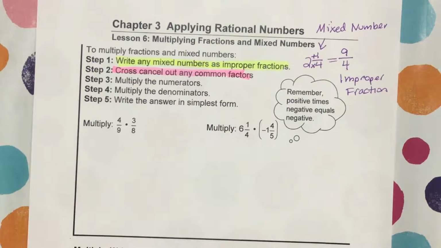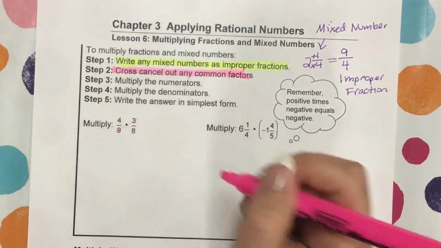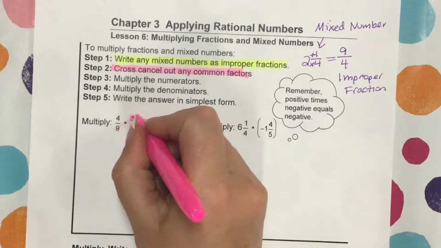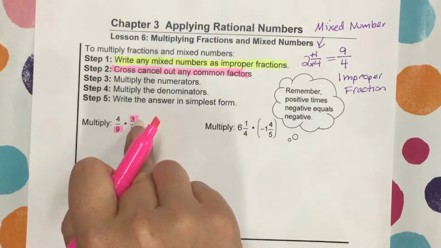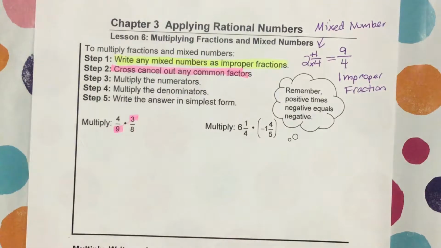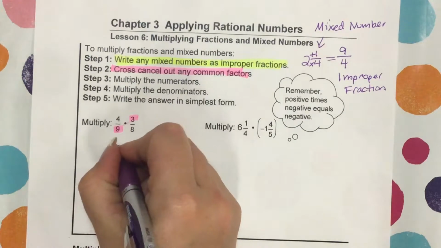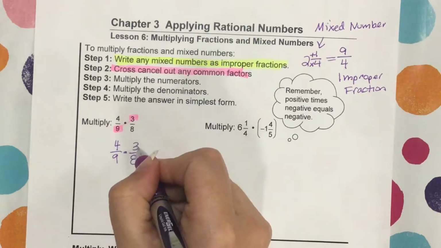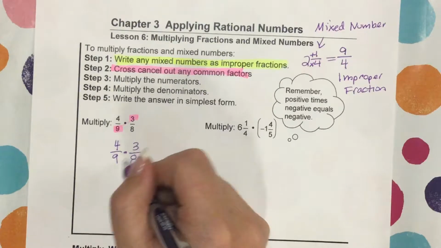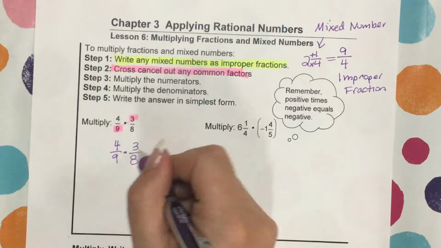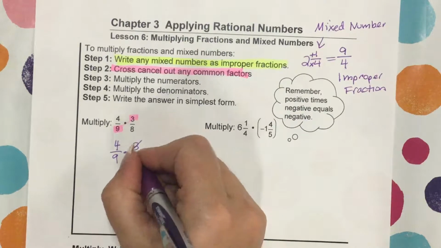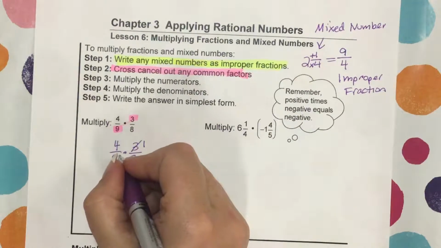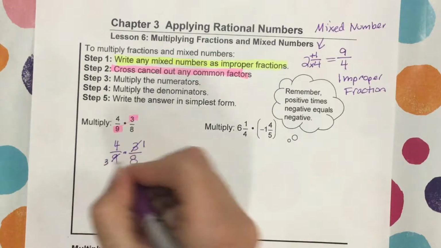So we're going to look across at 3 and 9. And when we're looking at those, we're saying, hey, is there a number that goes into 3 which also goes into 9? I'm just going to go ahead and rewrite this problem. And the answer is yes. 3 goes into 3, and it also goes into 9. 3 goes into both of these numbers, so we're going to cancel out the factor of 3. So 3 goes into 3 one time. 3 goes into 9 3 times.